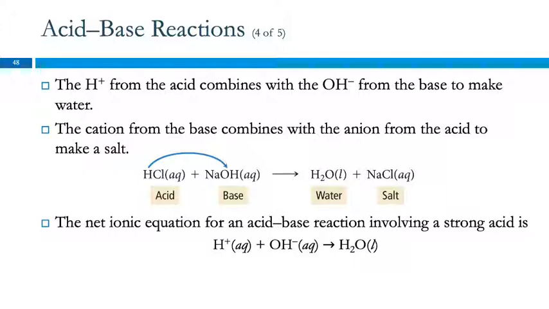So if we write the complete ionic equation and then cross out the spectators, we end up with a net ionic equation that looks like this. Hydrogen ions plus hydroxide ions make a water molecule. Any questions? This is the net ionic equation for most neutralization reactions.